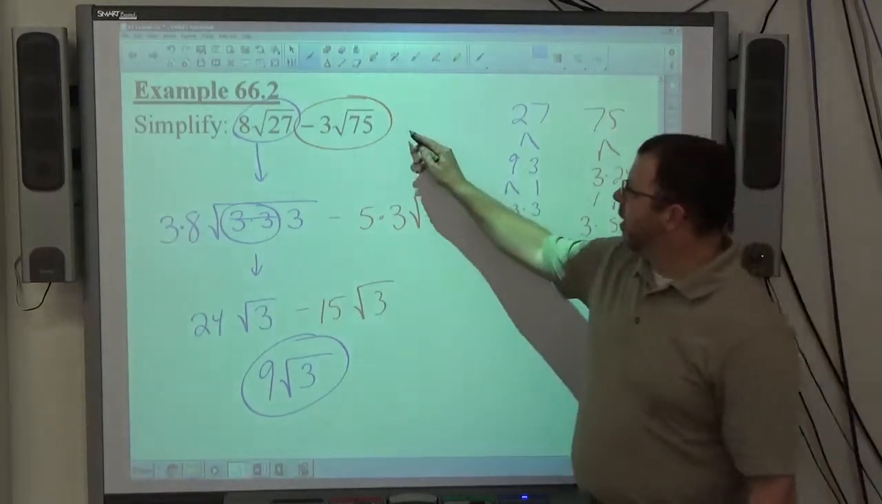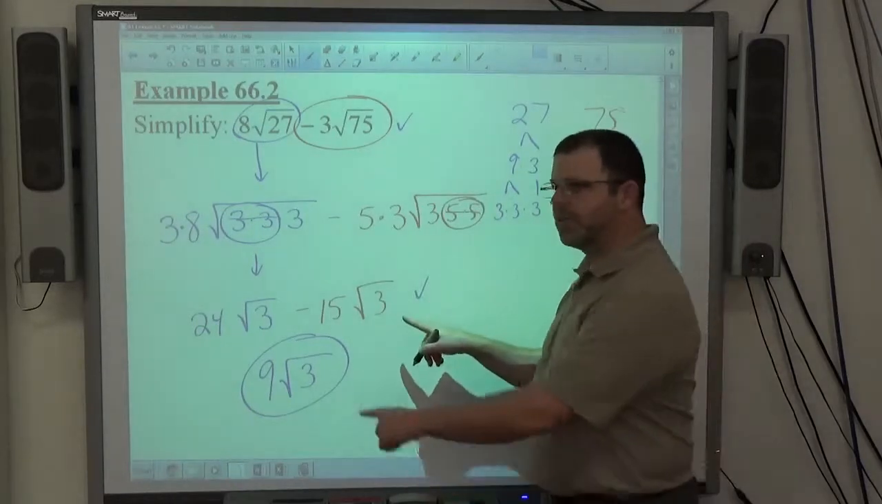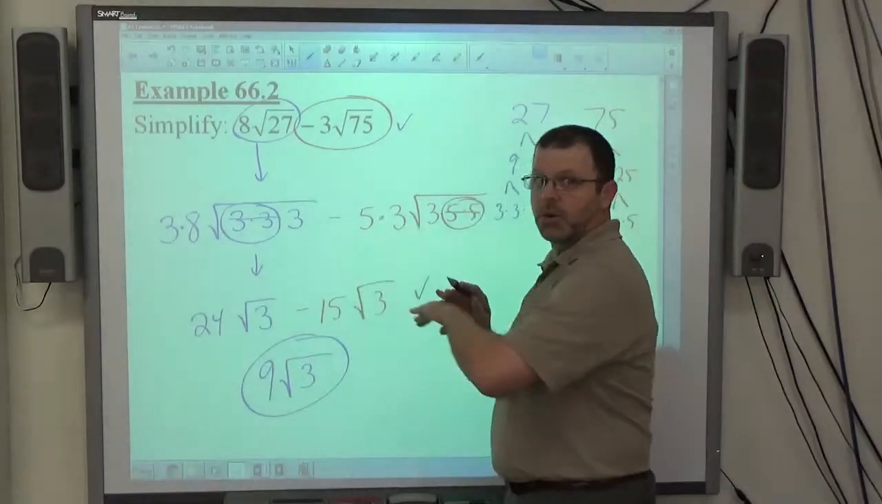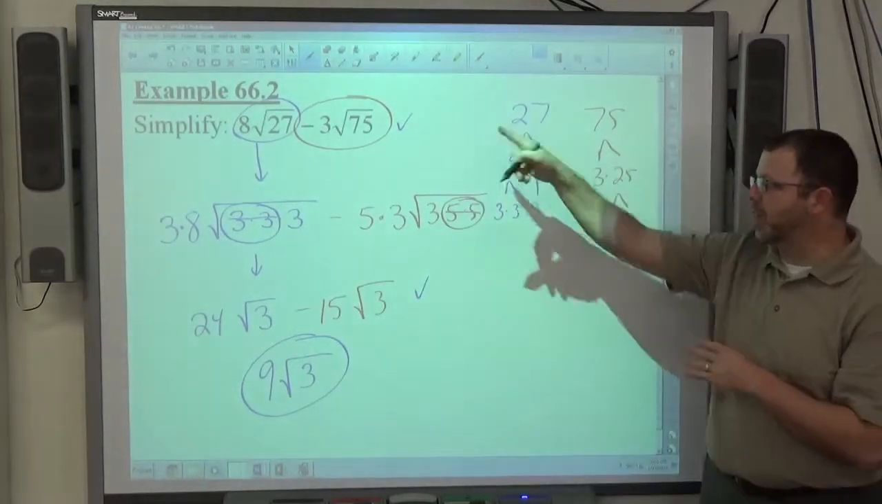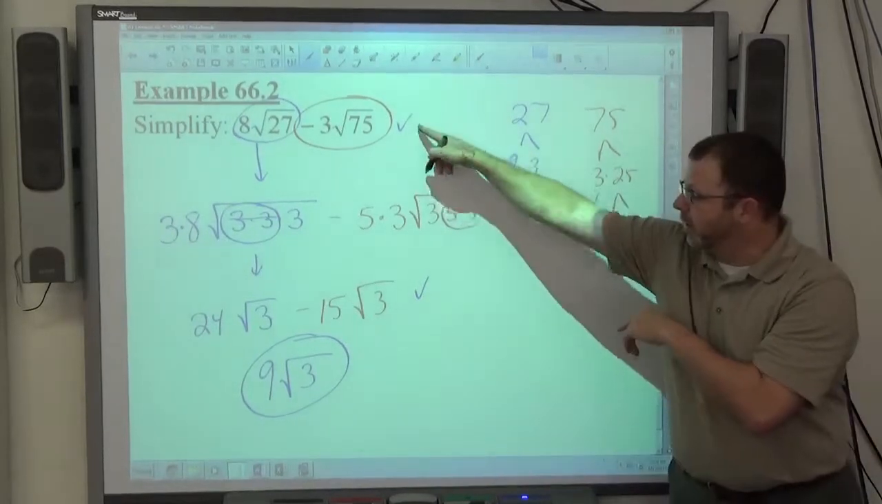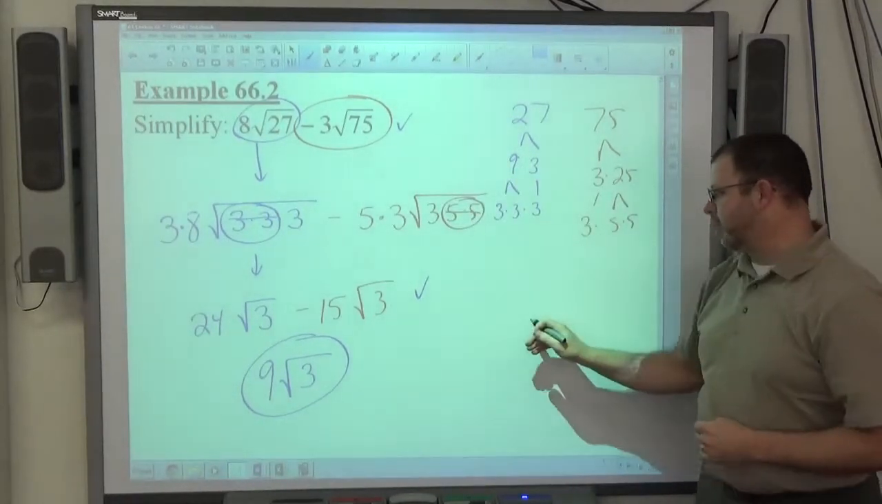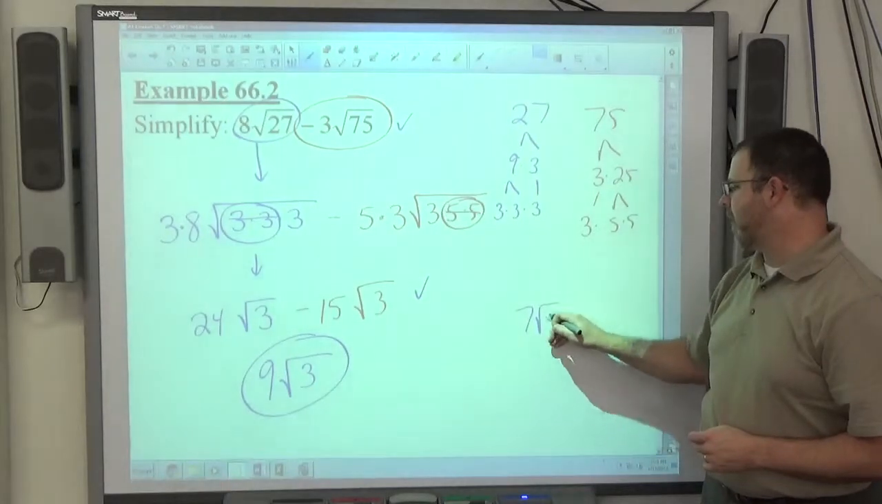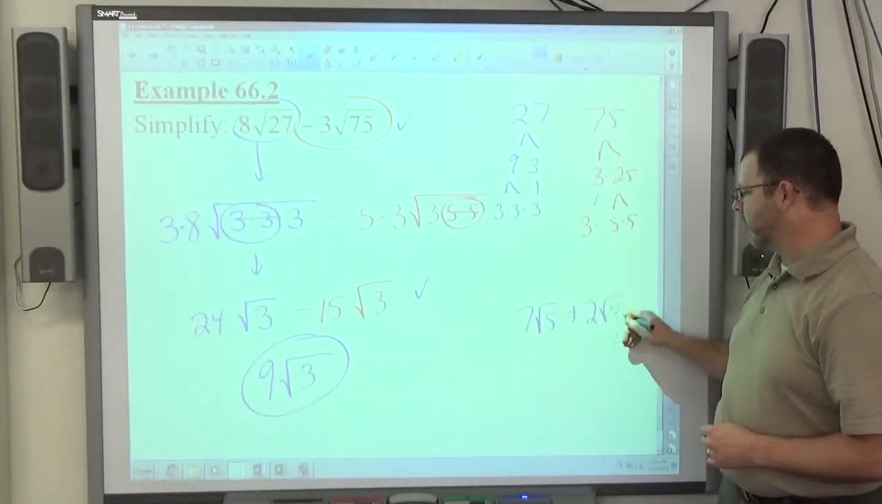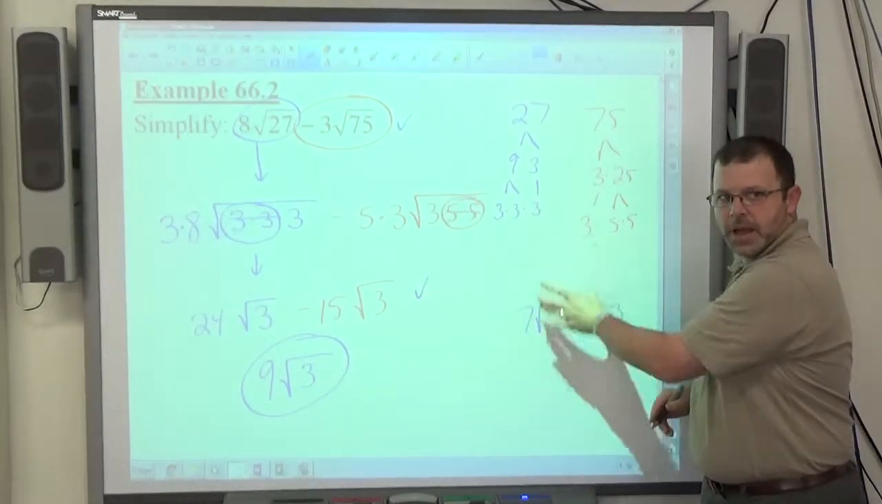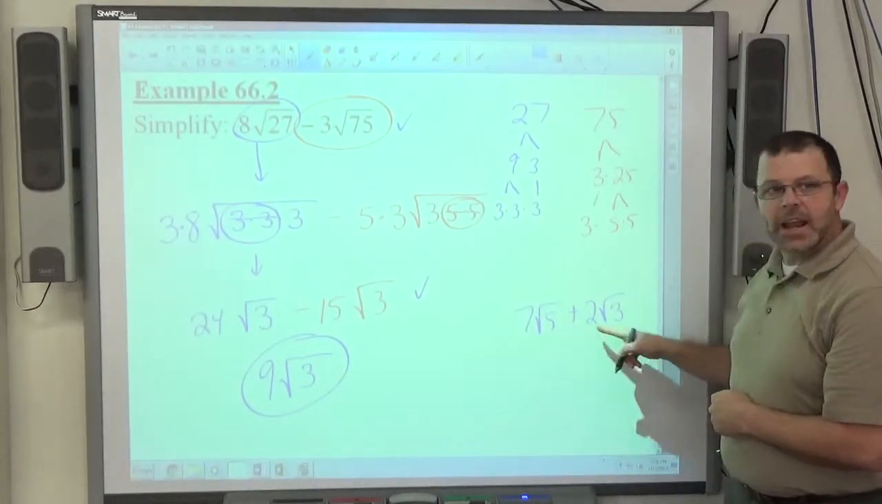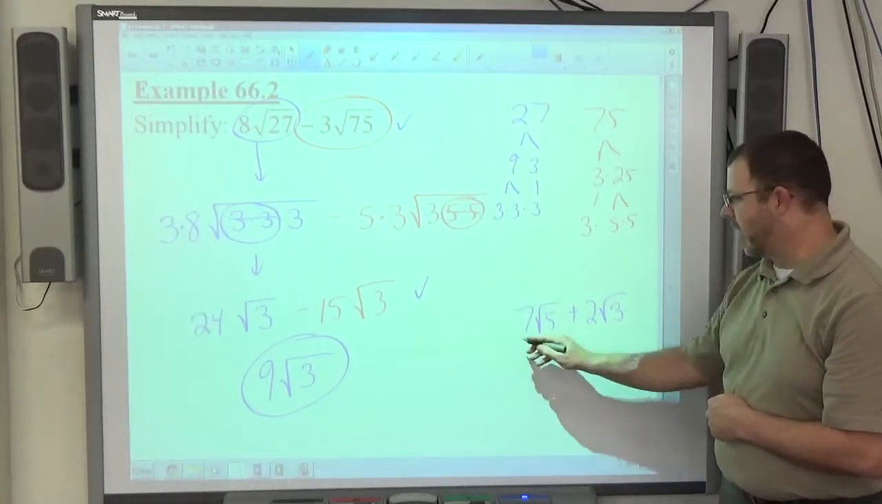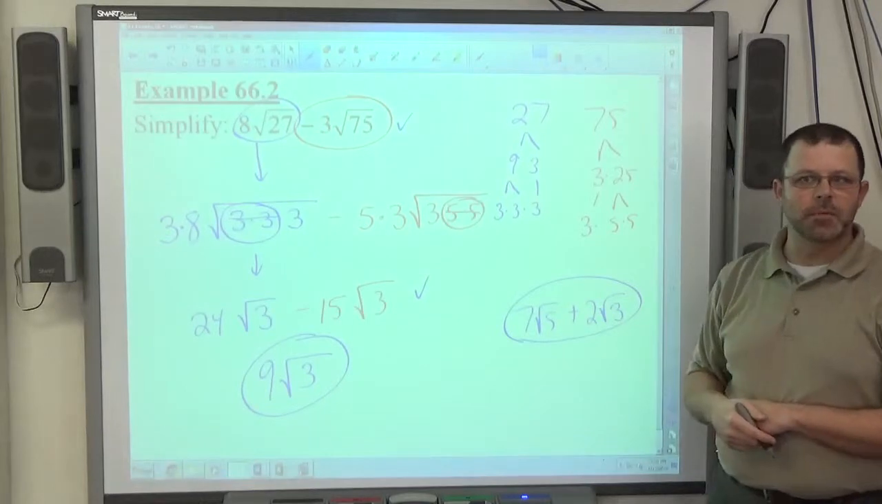If I started here, and I got to here, and these numbers didn't match, then I would just circle that as my final answer. So for example, let's say I started at that point up here, and I did all my work, and I ended up getting, let's say, 7 times the square root of 5 plus 2 times the square root of 3. I can't add these together either, right? So then I would just circle that and be done with it. That'd be my final answer.